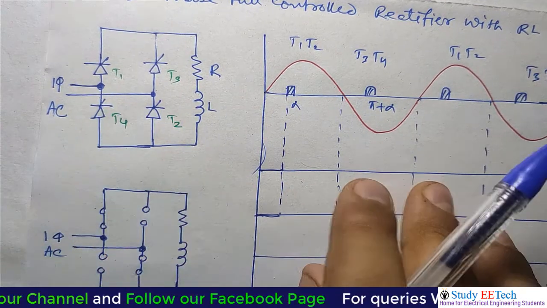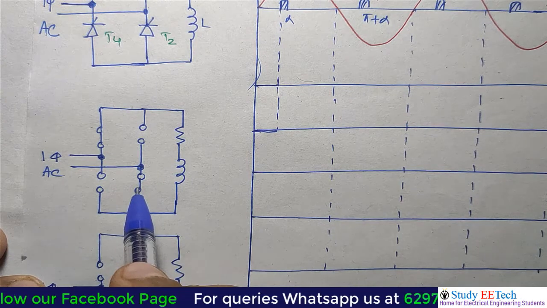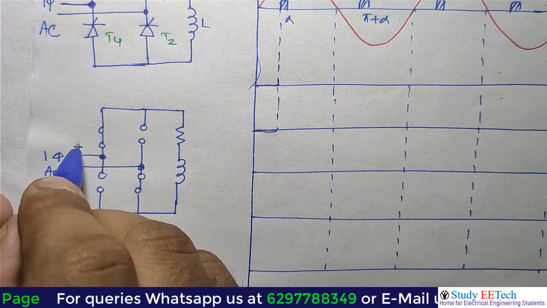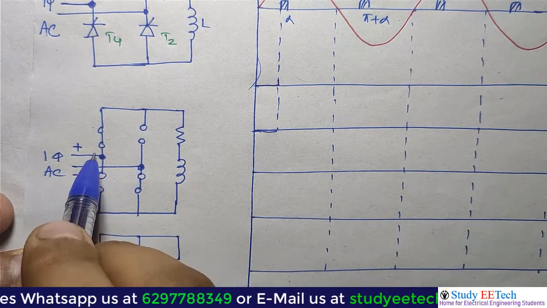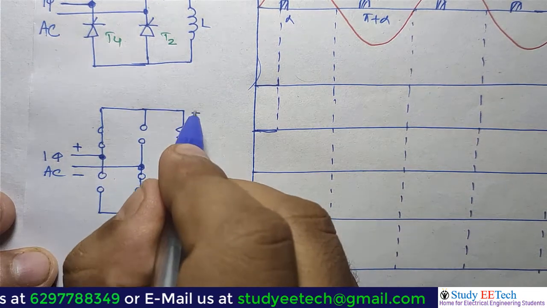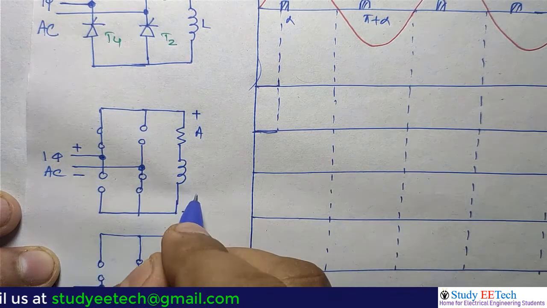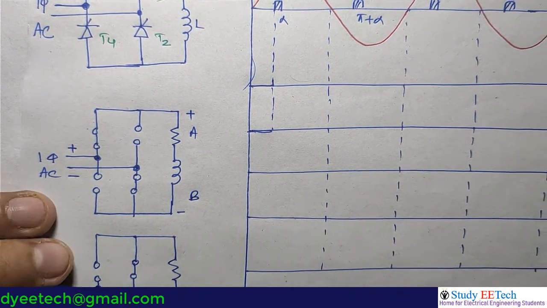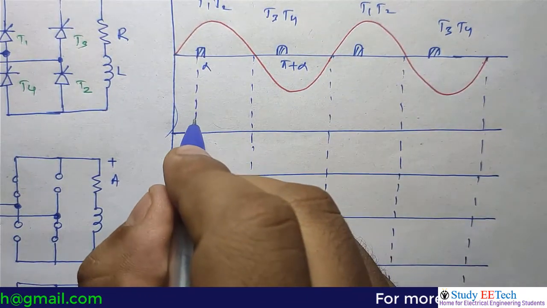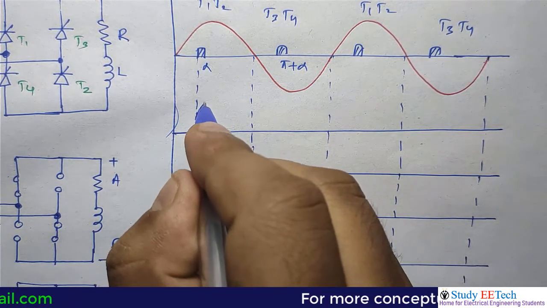So once T1, T2 is triggered, equivalent circuit will be this one. And now the polarity is positive and negative. This positive voltage will appear at this point and the negative voltage will appear at this point, which is A and B we are saying. And the output voltage will be the input voltage.